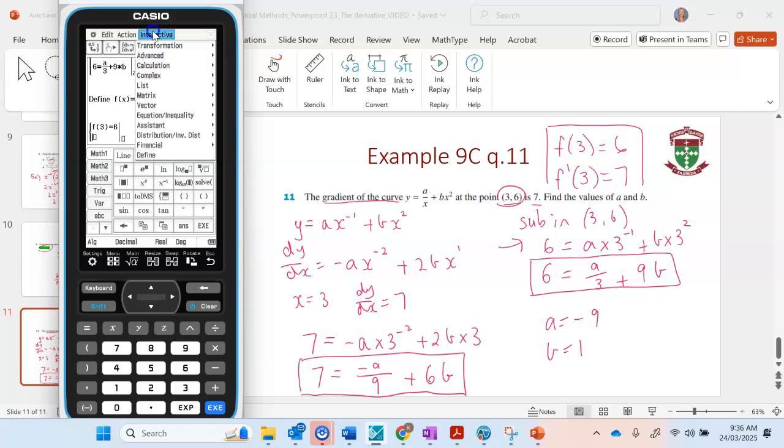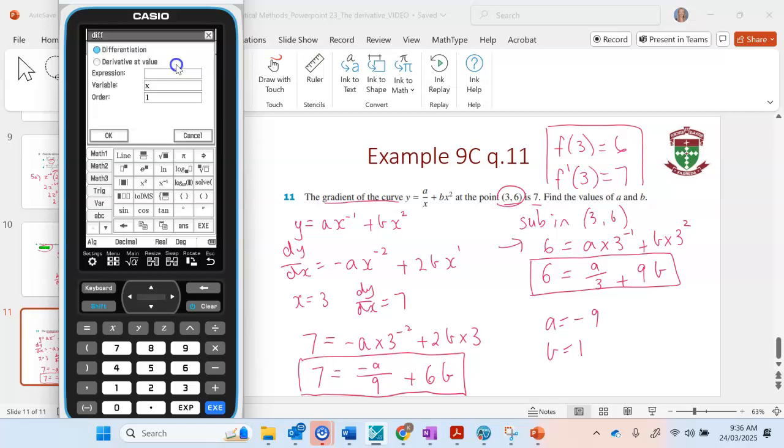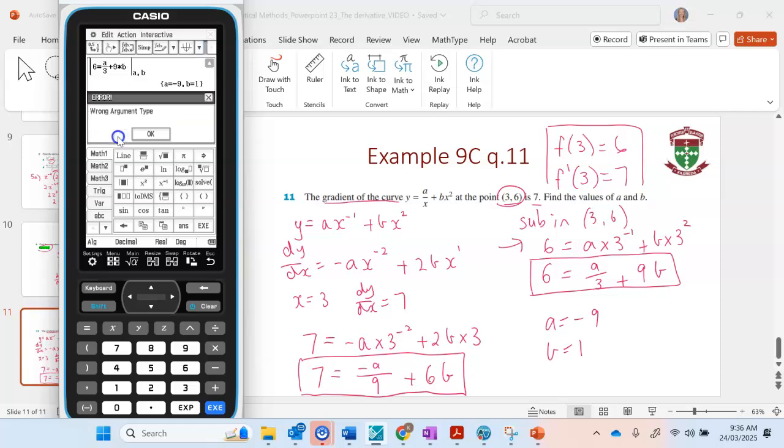All right, so we're doing, just like I showed you before, the derivative at a point. So my expression, we've already defined as f of x. Sorry, let's put that in, derivative at a value. So f of x, and we're doing it at 3. All right, so we're putting that in. The problem is you get this error and you think, oh my gosh, I've made a mistake. You actually haven't. The calculator just doesn't like it.